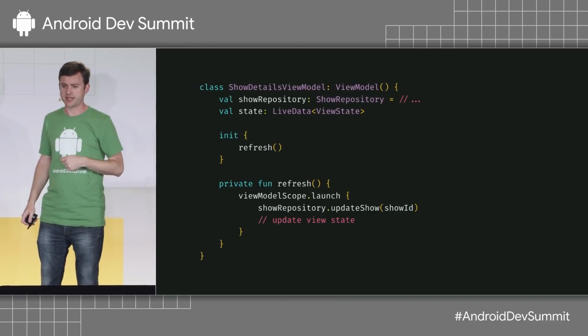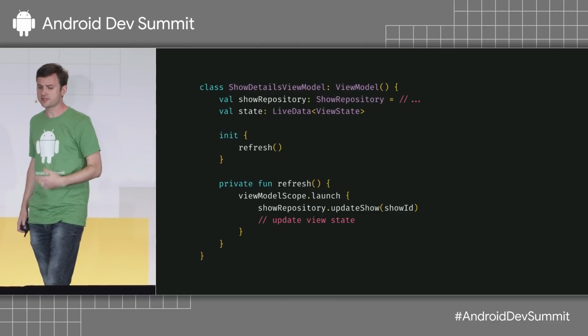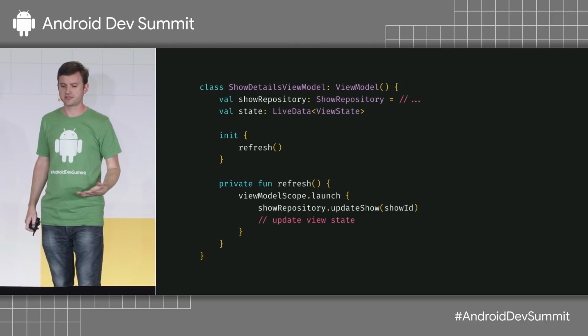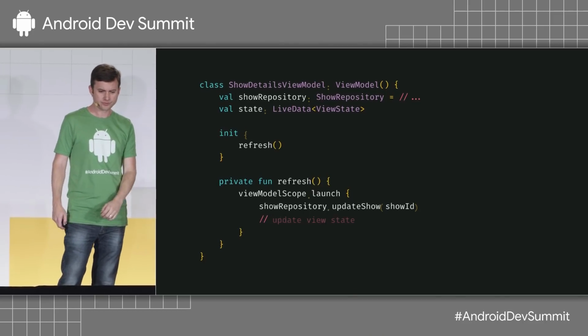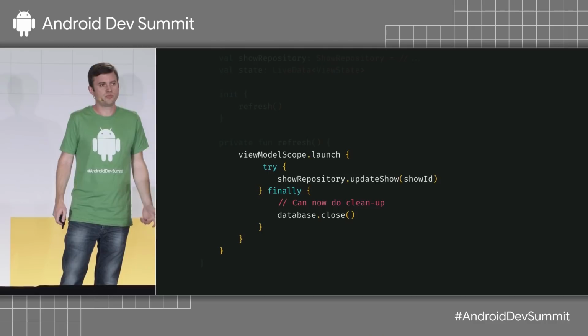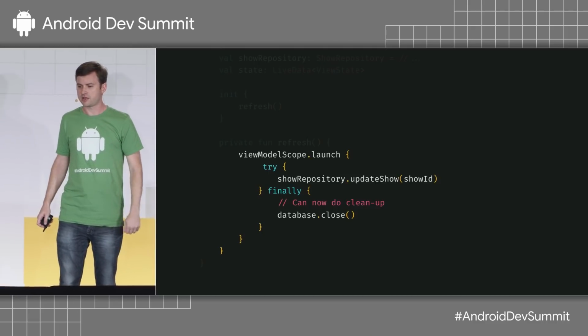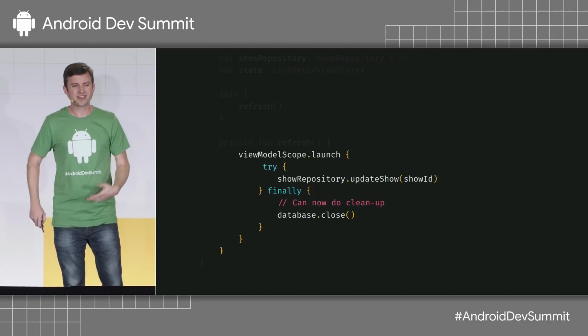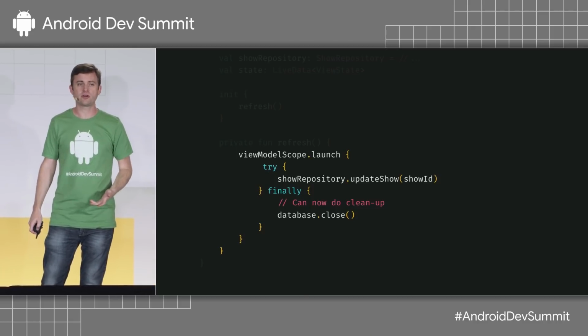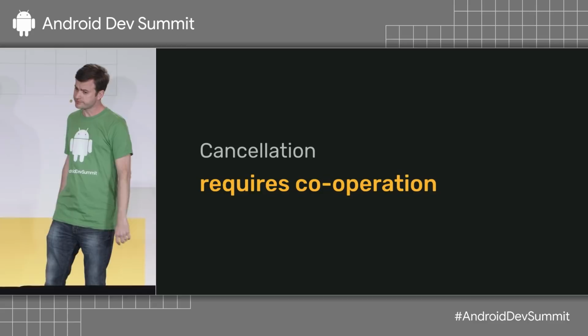So what does that actually look like? Here's our example from before. What happens if we need to clean something up if this is canceled in the middle of that update show function? Well, because it throws a cancellation exception, this is something that we already know how to handle. Plain old finally blocks run as expected. We didn't have to add any new concepts beyond what we already know from the rest of Kotlin.